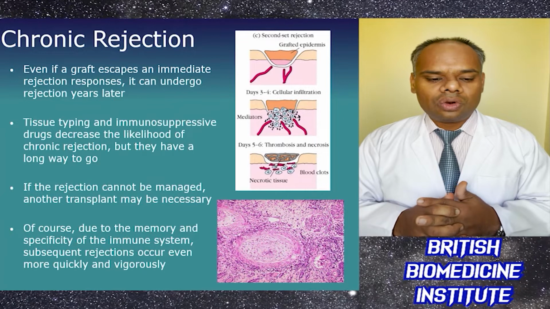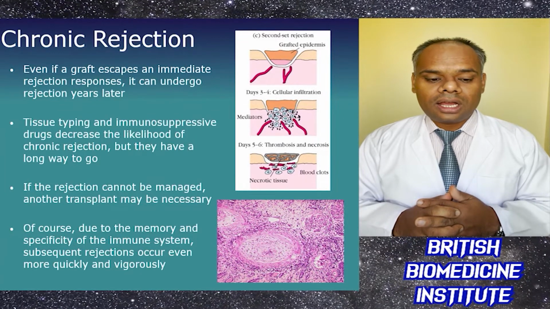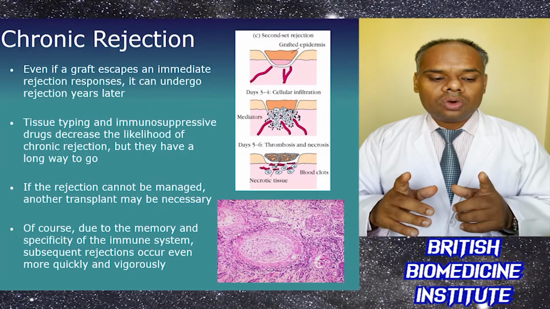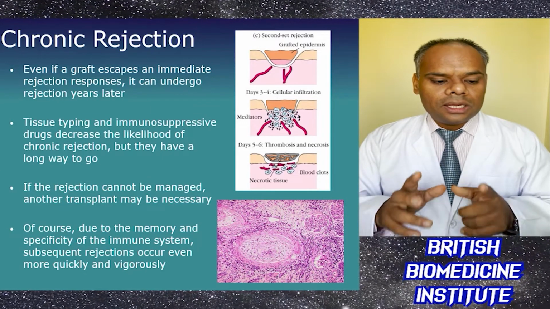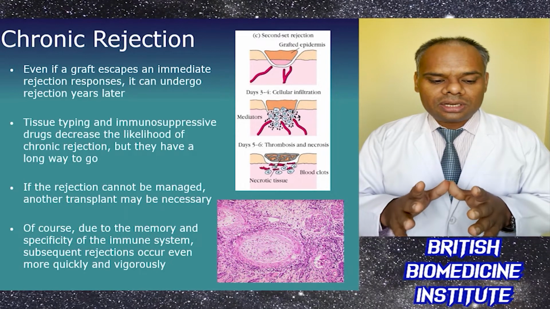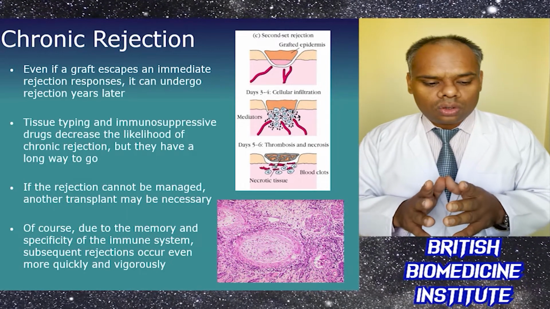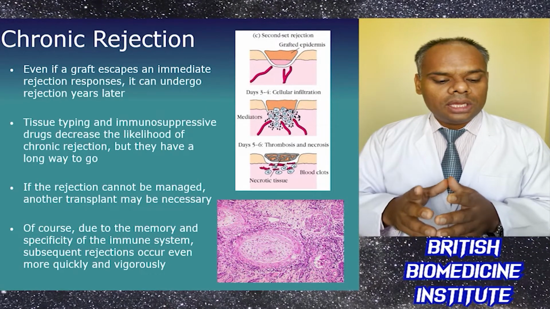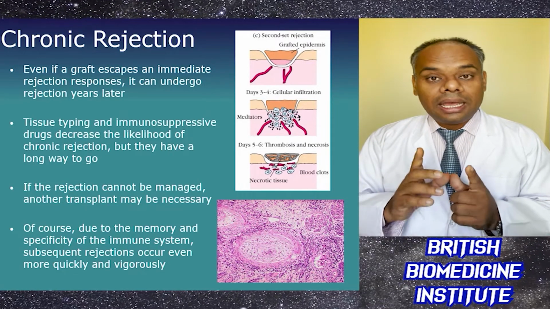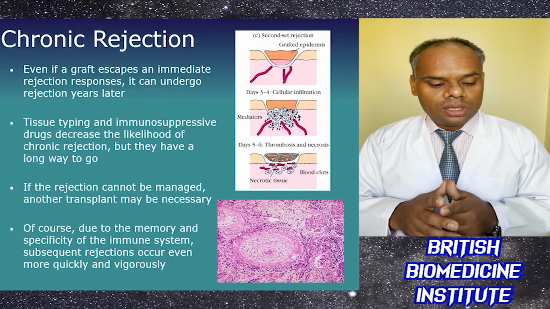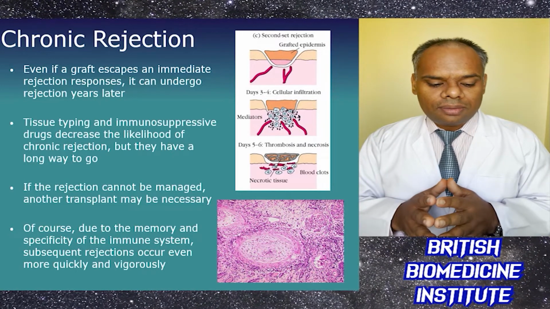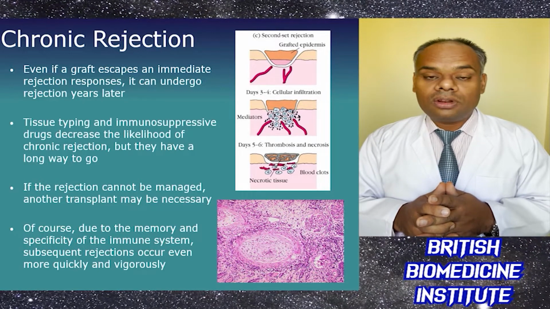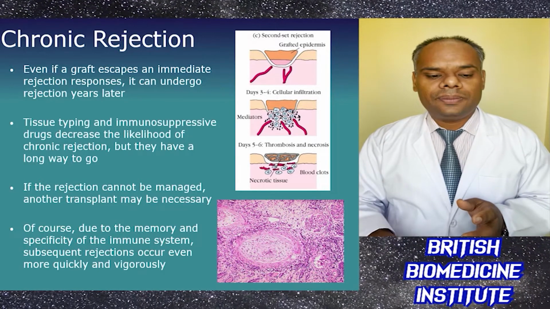Now comes chronic rejection. Even if a graft escapes an immediate rejection response, it can undergo rejection even years later. Tissue typing and immunosuppression drugs decrease the likelihood of chronic rejection, but they have a long way to go. If the rejection cannot be managed, another transplant may be necessary. Of course, due to the memory and specificity of the immune system, subsequent rejections occur even more quickly and vigorously.